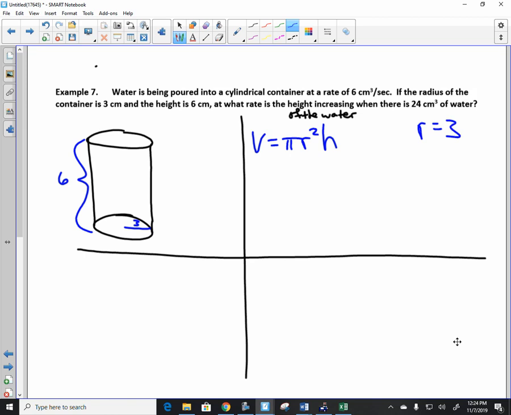We are trying to determine what? H prime. Are we given V prime? 6. So because the radius of the water is not changing, I can take that 3 and drop it right in there. Volume is equal to 9 pi h.